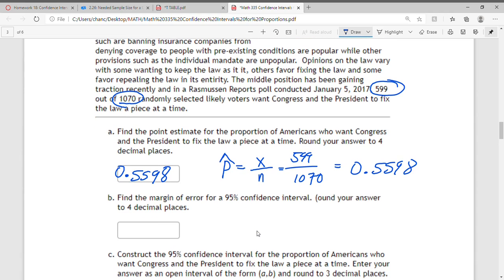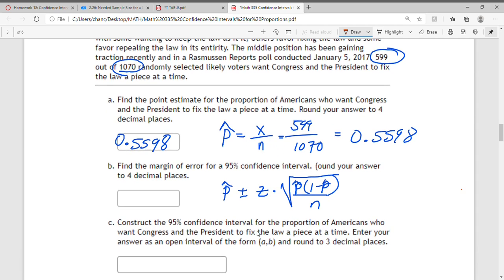For part B, we want to find the margin of error for a 95% confidence interval. To do that, we'll look at the formula. We know p hat plus or minus z times the square root of p hat times the quantity 1 minus p hat over n is our formula. Now, which part of this formula is the margin of error? This part of the formula is the margin of error.